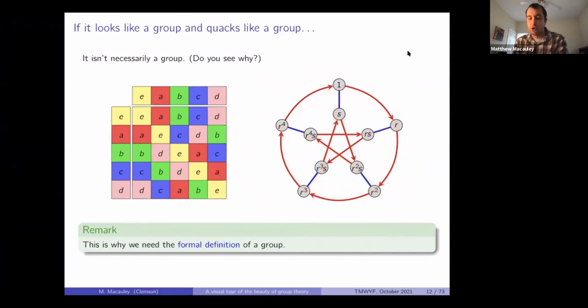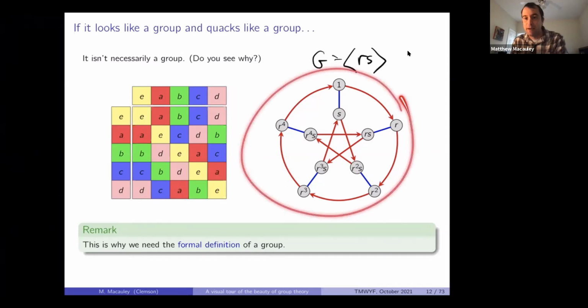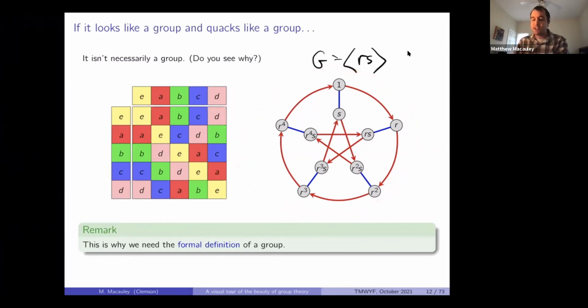So if this were a group, it would be generated by a single element, so it would be cyclic, but it's also not abelian. That is a problem. Cyclic groups are abelian. So this is a great example to explore. Why is this not a group?